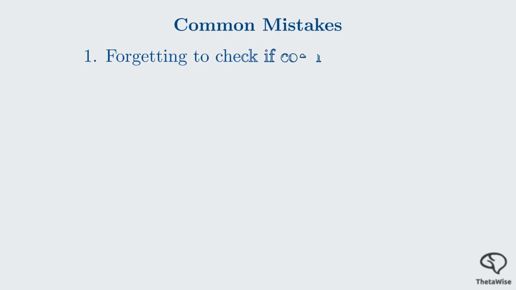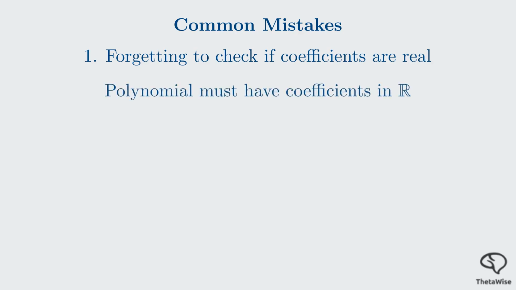One of the most frequent errors is applying the conjugate root theorem to polynomials with complex coefficients. If even one coefficient is imaginary, the roots do not have to be conjugates. Always verify that all coefficients are real before assuming a conjugate pair exists.